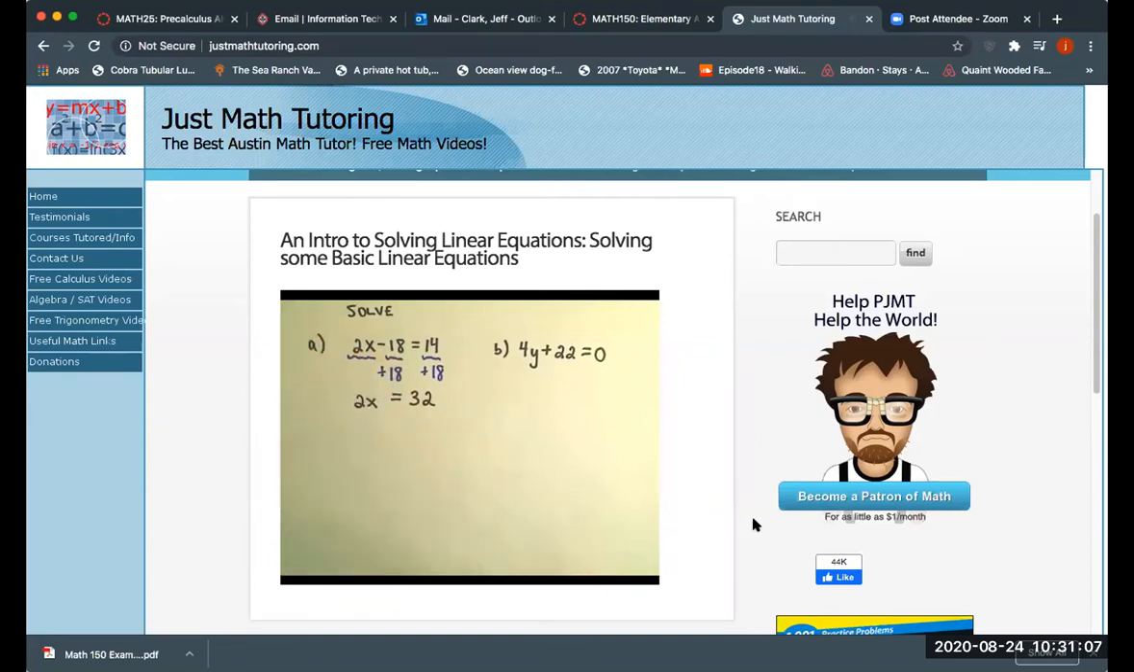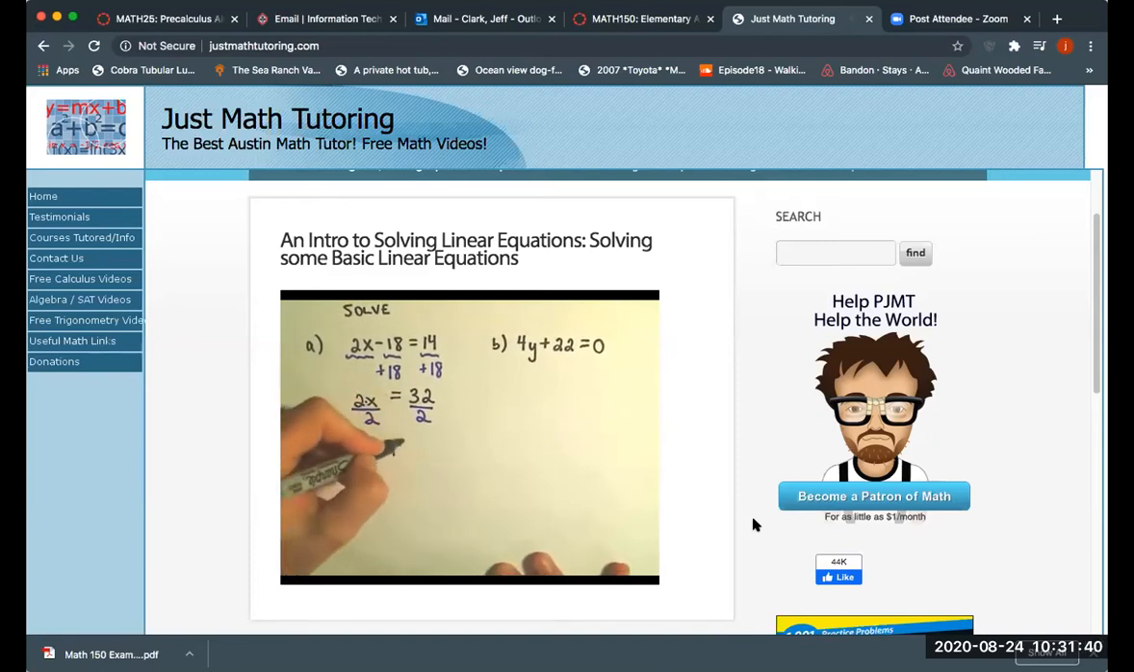So now I'm at a good place. I've got my x's on one side, my numbers on the other. And what I'm trying to do is get x all by itself. So what's happening to the x? He's being multiplied by 2. The operation that undoes multiplication is division. So since I'm multiplying by 2, if I divide both sides by 2, on the left side, 2 divided by 2 is just 1x. And then 32 divided by 2 is 16. And hey, now I've got my solution.